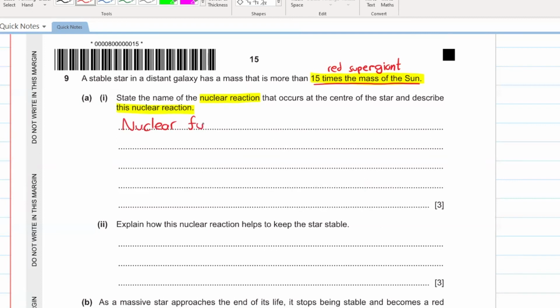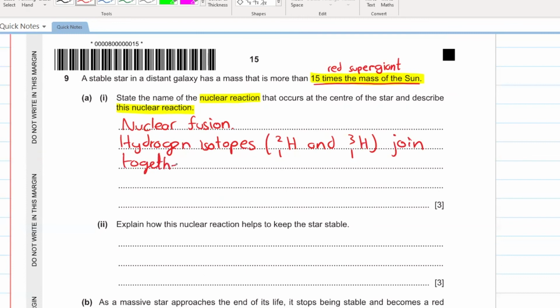Nuclear fusion. And what happens in nuclear fusion? Can anyone tell me? Hydrogen isotopes. If you really want to achieve an A star or probably a distinction, you will say hydrogen isotopes such as 2-1H and 3-1H join together to form a helium nucleus. Perfect.